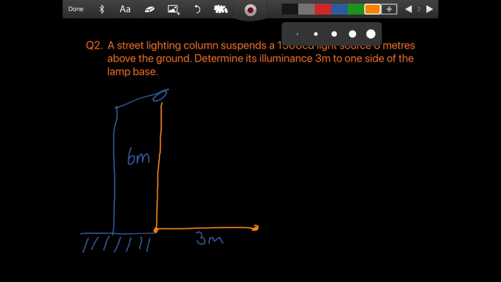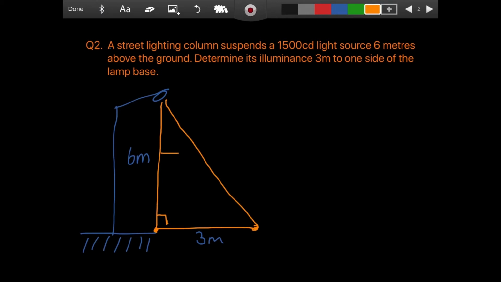So this length here is 6 meters, and this here is 3 meters. So what we do have is a right angled triangle, and so we've got to find the cosine of the angle as well as the hypotenuse. So our formula that we're going to use is E equals I divided by h squared times the cosine of the angle.